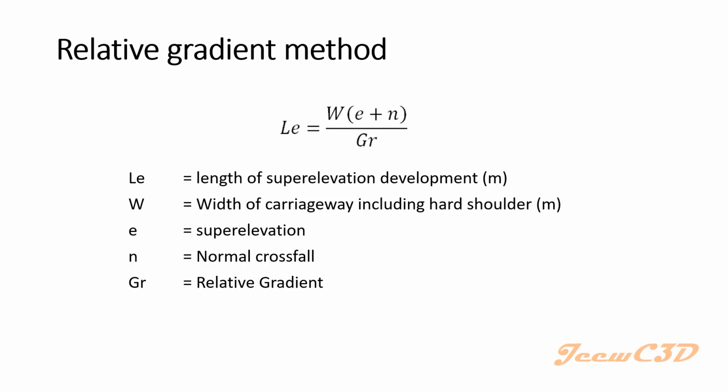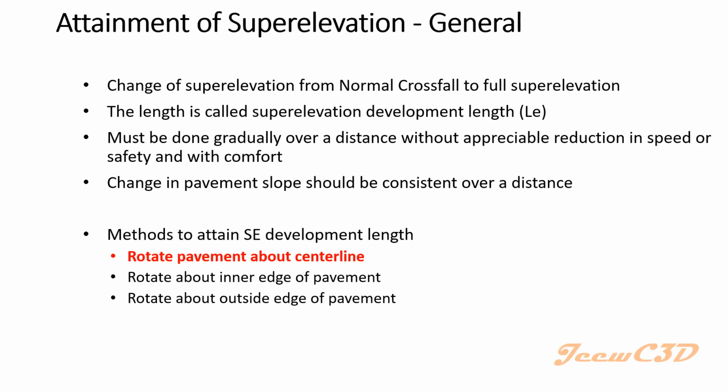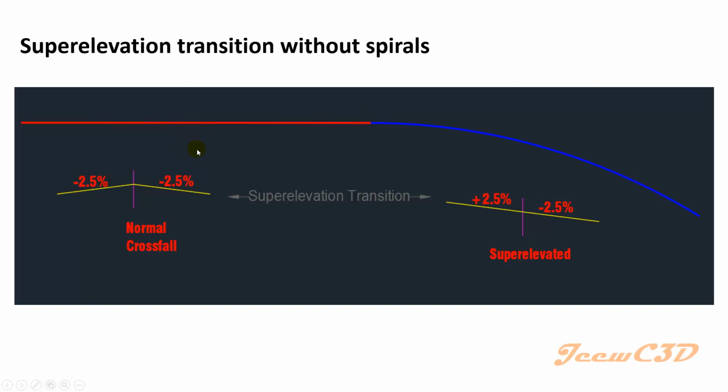So E means the superelevation of the curve and N means the normal cross fall. So E plus N means, without considering this E plus N part, what actually happens is how much of a rotation has happened inside the curve. That means if I go back to this previous slide, here the rotation is happening on the left side, the right side is fixed. So how much of a change is happening on the left side, that is meant by the E plus N term.